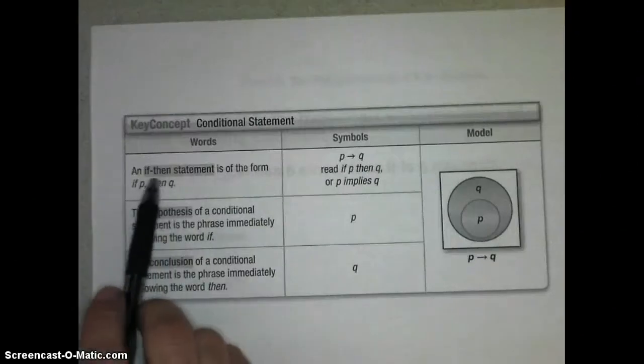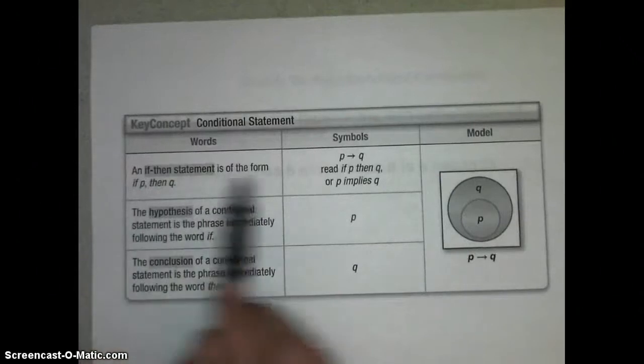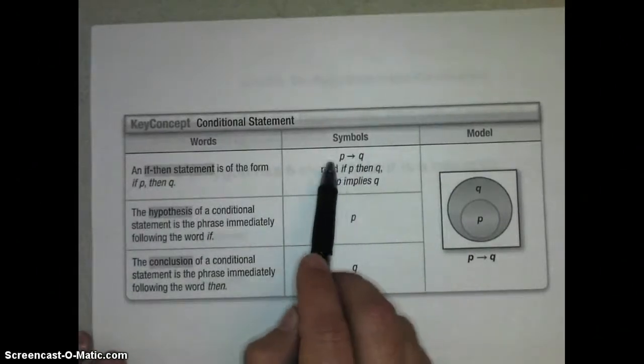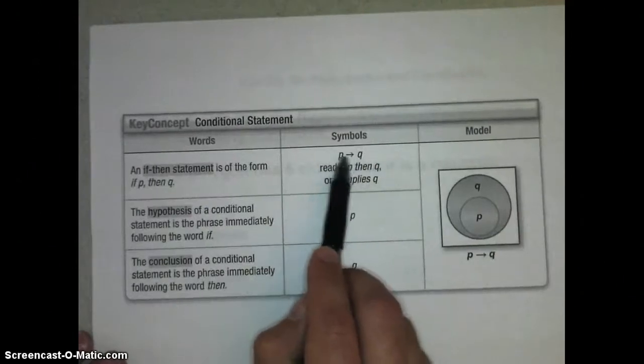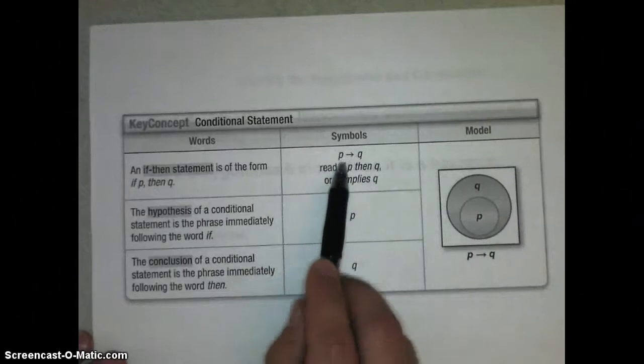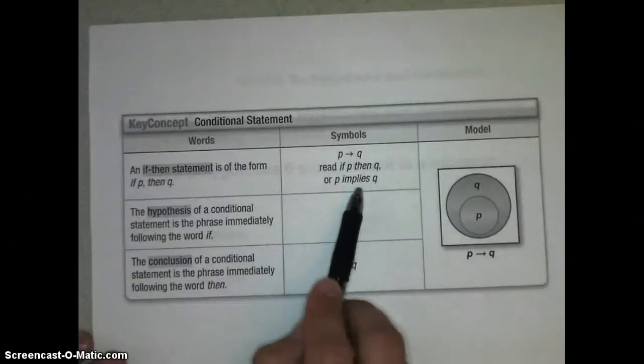But just to recap, an if-then statement is anything in the form if statement P, then statement Q. We use this symbol notation to symbolize that, and we read this if P, then Q. We imply the word if before this P. This arrow can be read as the word then, and then Q, and then we also could read this as P implies Q. The arrow could mean the word implies also.